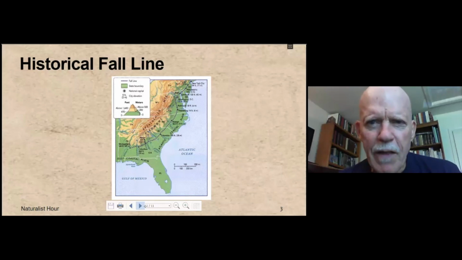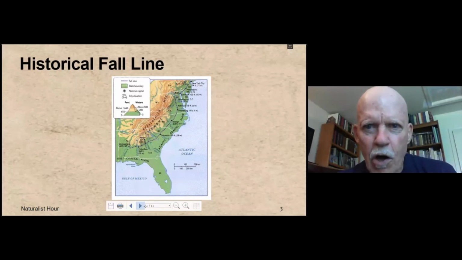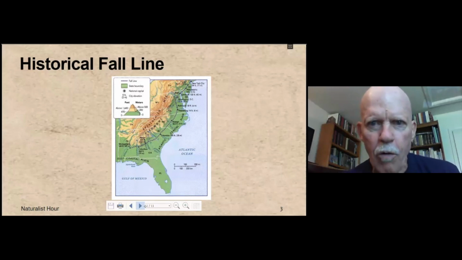What I mean by that is the typical explanation given is that ships could go on rivers up to a certain point, and then there would be some kind of a blockage, rapids or waterfall, whatever. And somehow or other, this is supposed to be true of all these cities that are along the fall line.